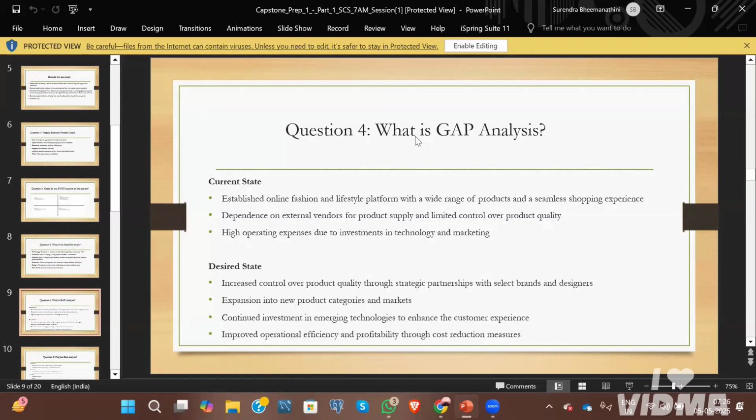Okay. And what is your desired state or what are your expectations once the project has been completed successfully? Your expectations are increased control over product quality through strategic partnerships with select brands and designers, expansion into new product categories and markets, continued investment in emerging technologies to enhance the customer experience, improved operational efficiency, and profitability through cost reduction measures. Okay, these are the desired state Mr. Anthony has been looking into once the project has been completed.